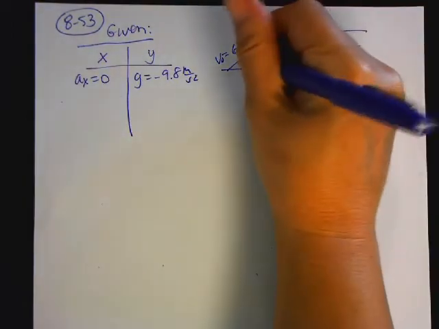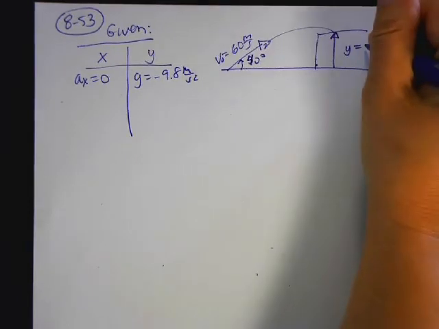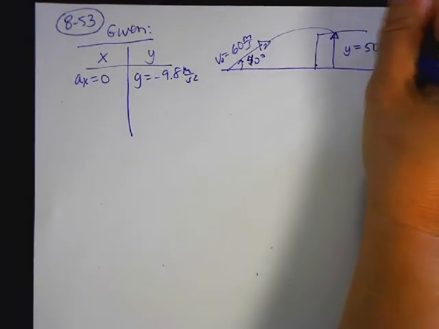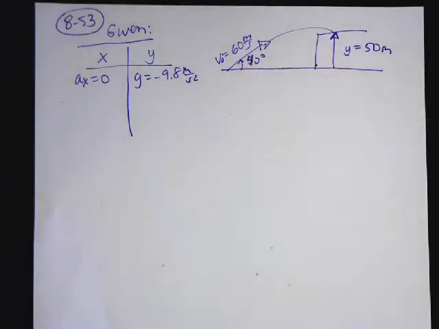Oh, okay, this is 40. Okay, thank you. So this was 50 meters. I was looking at the problem before that said 30. It's hard to go back and forth. All right, thank you.